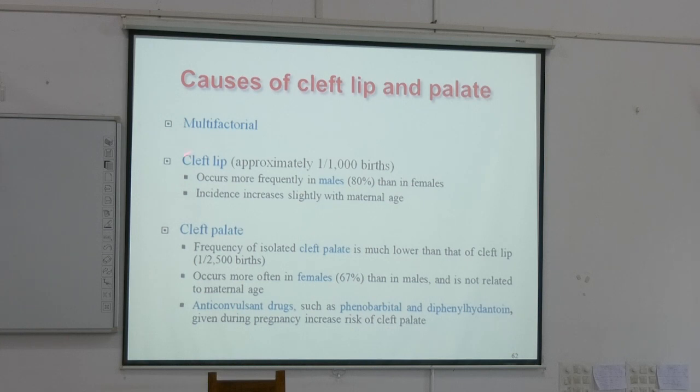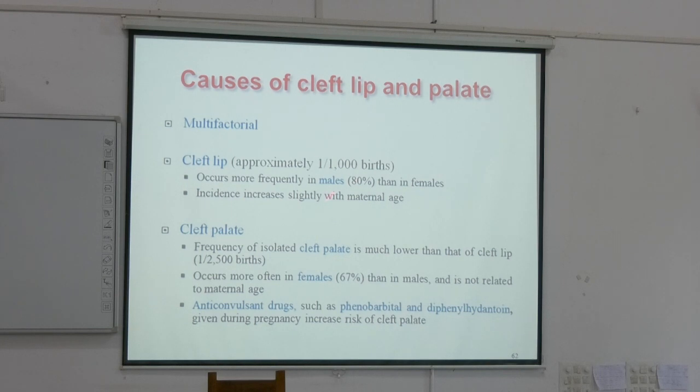Now, who are the susceptible individuals to have this cleft lip? The kids more commonly affected are male. The male kids are more predisposed to have this kind of cleft lip defect. So, the incidence is 1 in 1,000 births, which is quite high.